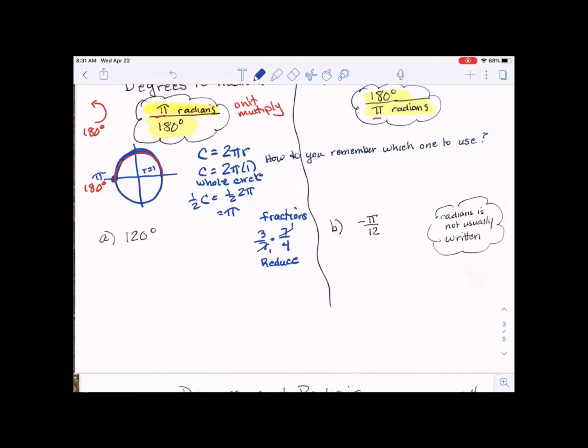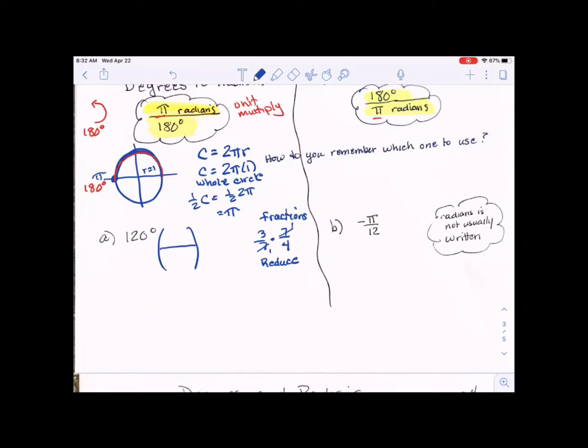We want to use that to help us figure out what to multiply by here if I want to convert my 120 degrees to radians. So I'm going to start with what I know. It's already written on my paper, so I've got my 120 degrees written already. I'm going to multiply by 1, so I'm going to give myself parentheses with my fraction bar.